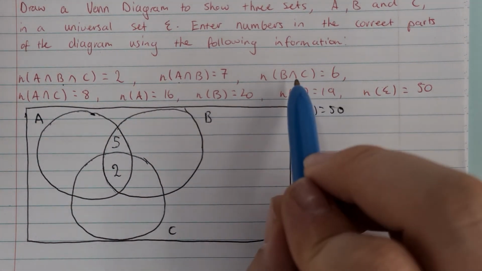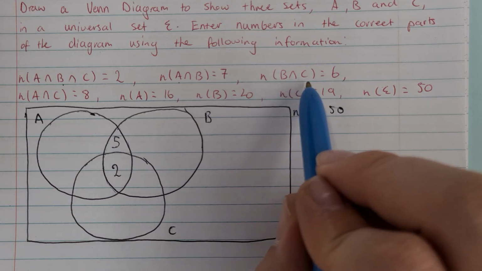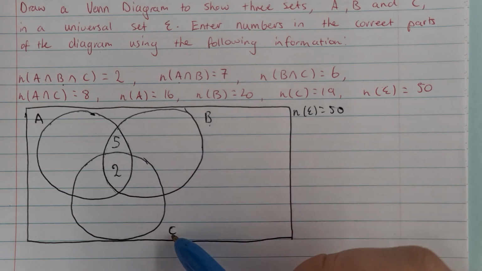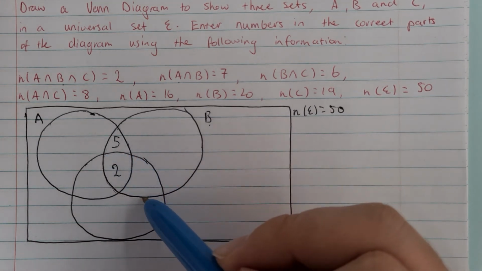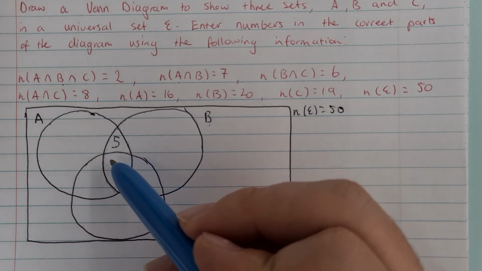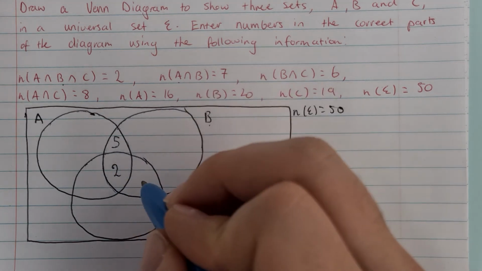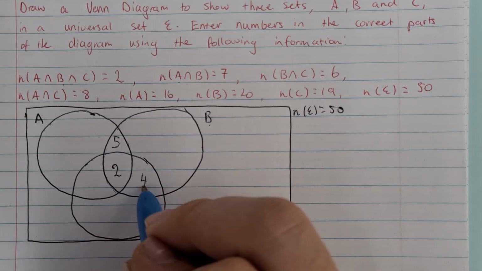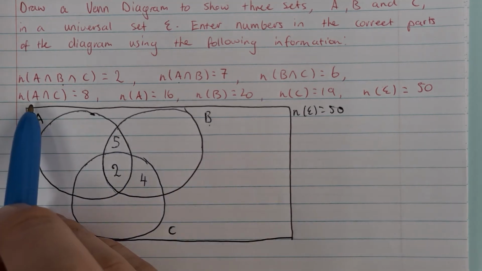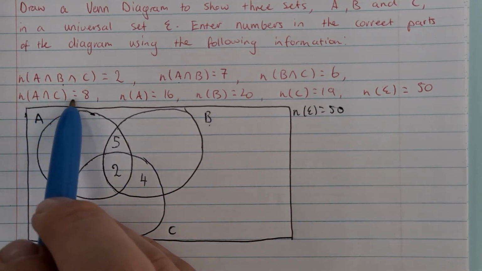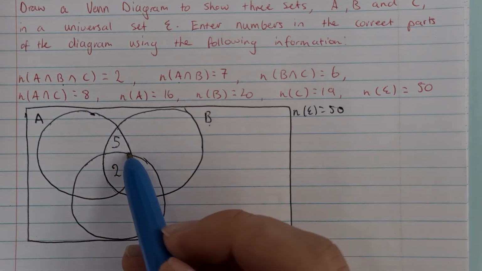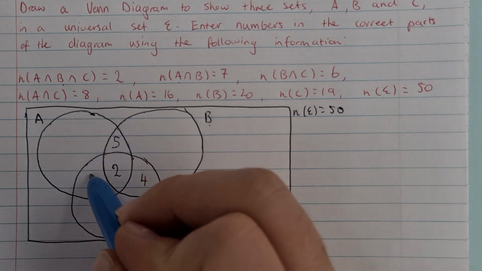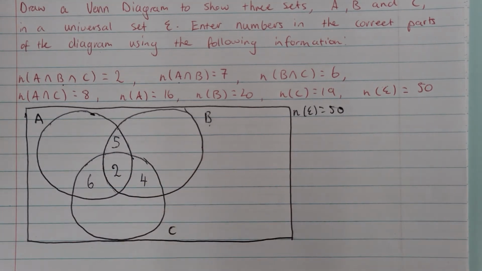We're going to use a similar trick for B intersecting with C. It's going to be 6. So we've got B and C. It's this section in here. So it needs to add to 6. We've already got 2. There's only 4 left to place. 2 plus 4 is 6. Same thing, A intersection with C is 8. So we're considering this section, already 2 in that section. We only need another 6 there.